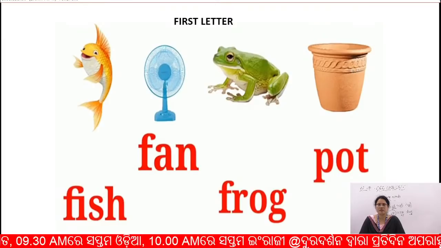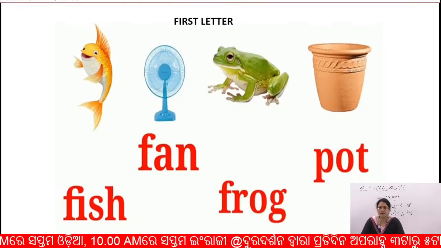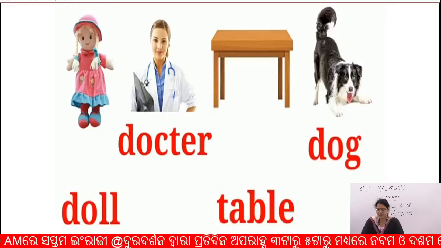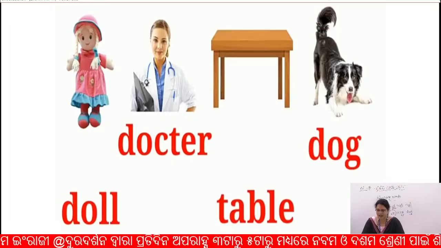Are you enjoying students? I know these are all fun way to learn odd one out. In the next one students, doll, doctor, table, dog. Again, in the first letter, which one is different? Table is different. Right, student? Others are started with D. D for doll, doctor, dog and table is odd one out.